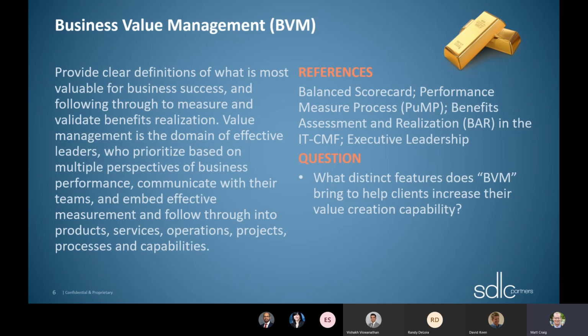So what do you think is distinctive about value management? And Paul, I'm going to have to mandate you put an answer in here, because I know you have a lot of answers on this topic. Yeah, what do you think?